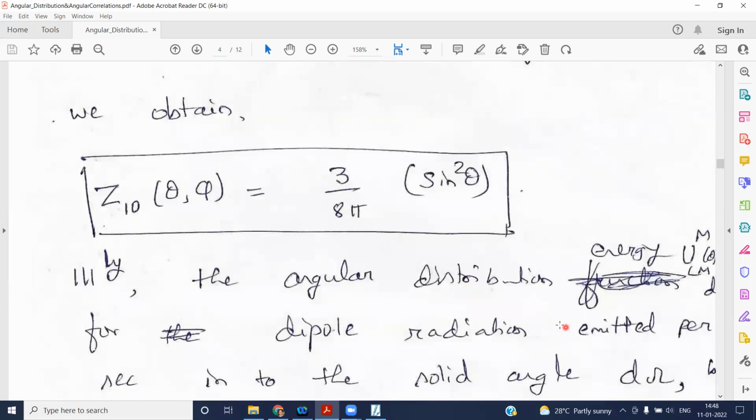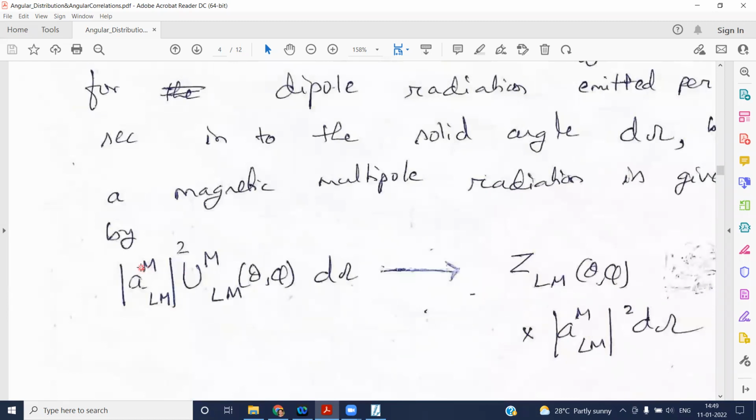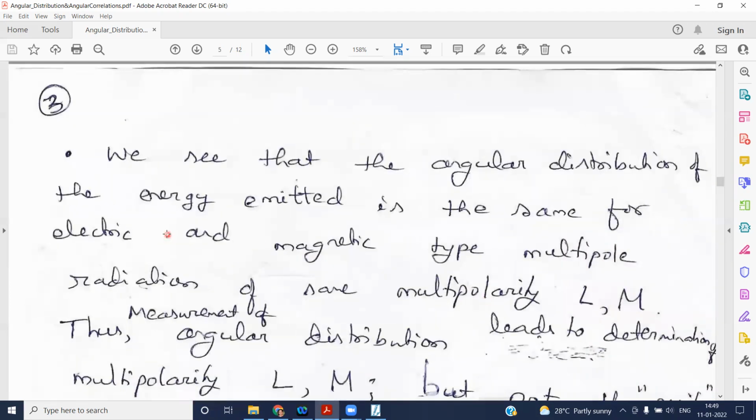So this is the angular distribution of energy for dipole radiation emitted per second into the solid angle. I'm writing it in English now. This is the same for magnetic multipole radiation also. I will have to write A_M(LM) instead of A_E(LM). So I get the same Z_LM function, or I do know that the angular distribution of energy emitted is the same for both electric and magnetic type multipole radiation of the same multipolarity.